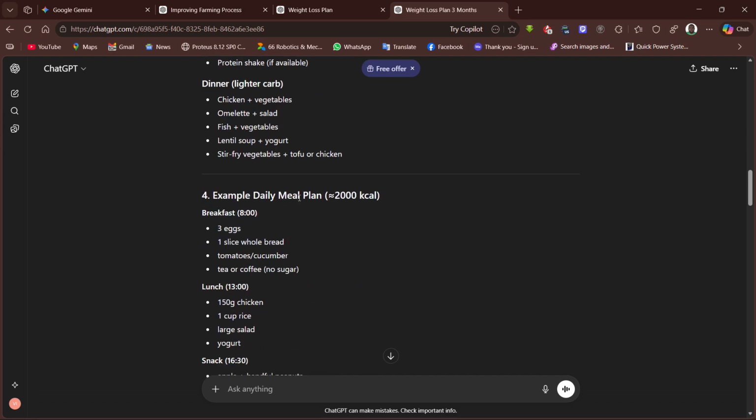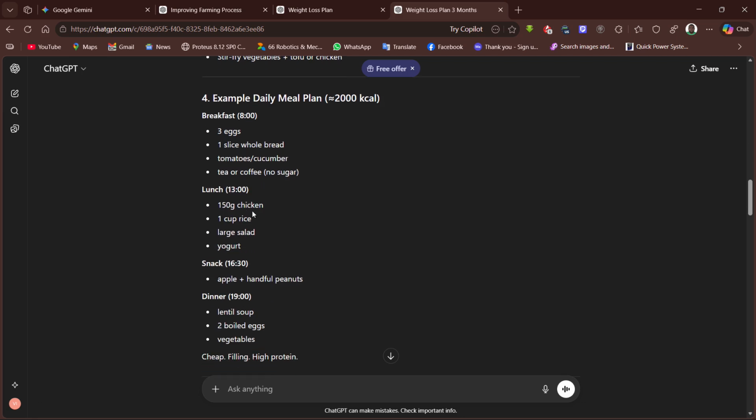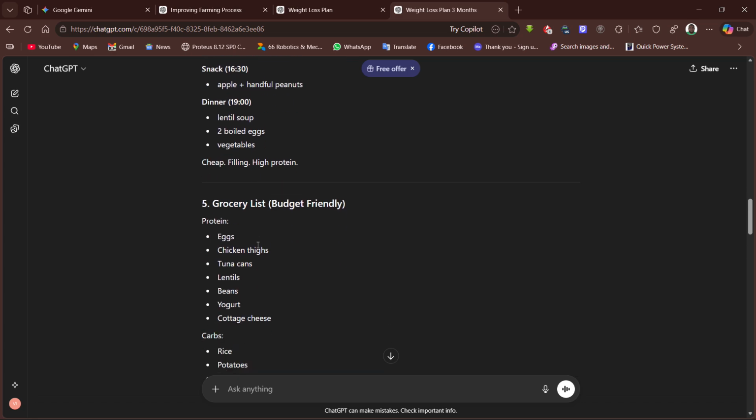And then we have example daily meal plan. Breakfast 8 a.m. 3 eggs, one slice whole bread, tomatoes, cucumber, tea or coffee, no sugar. This is very, very extreme. I mean, who eats like this? 3 eggs, let's say 3 boiled eggs, one slice whole bread, maybe a couple of tomatoes or cucumber, tea plus coffee. In my opinion, this is a very, very extreme breakfast. Lunch: 450 grams of chicken, 1 cup of rice, 1 cup large salad, and yogurt. Okay, but that is to help you lose weight, since that's what our user wants, right?